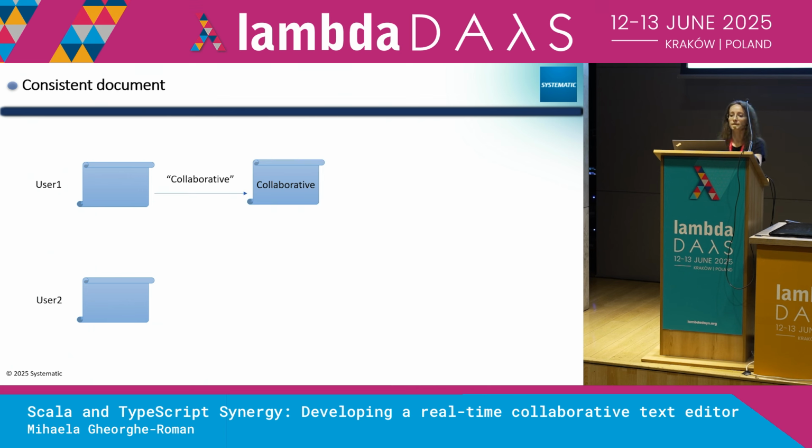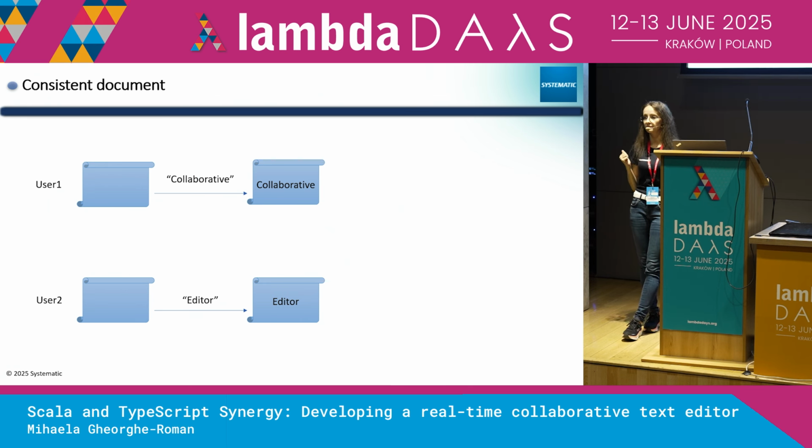If user 1 types in the document the word collaborative, the system should make sure that collaborative ends up in the document, because this is the user intent. But if user 2 types in the word editor, then his intent is to have editor in the document, so this is what the application should take care of, to have editor in the document.